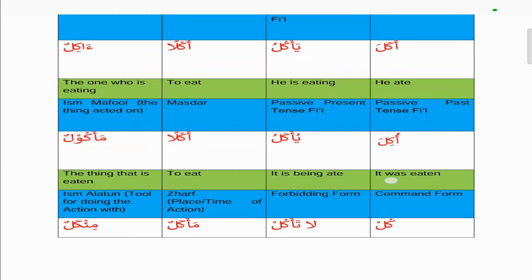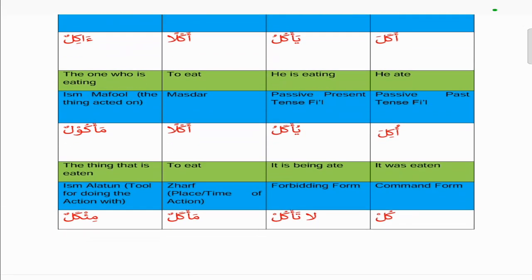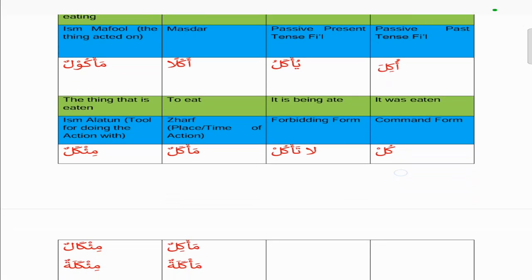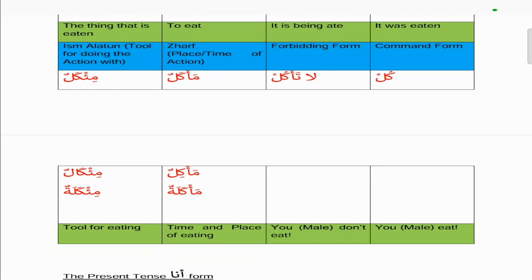So again, that's derived from ya'kulu. The anta version is ta'kulu. Then make it into the lightest form. The dhamma on the lam becomes a sukoon, so ta'kul, and then put a la in front of it, la ta'kul, which is a forbidding form. And the zarf, if you remember, there are three versions for the small families: the place and time of acting. So the time and place of eating in this case is ma'kalun, ma'kilun, and ma'kalatun. And the ismi alatun is the tool for eating. Again, there are three versions in the small family, so it's mi'kalun, mi'kilun, and mi'kalatun.